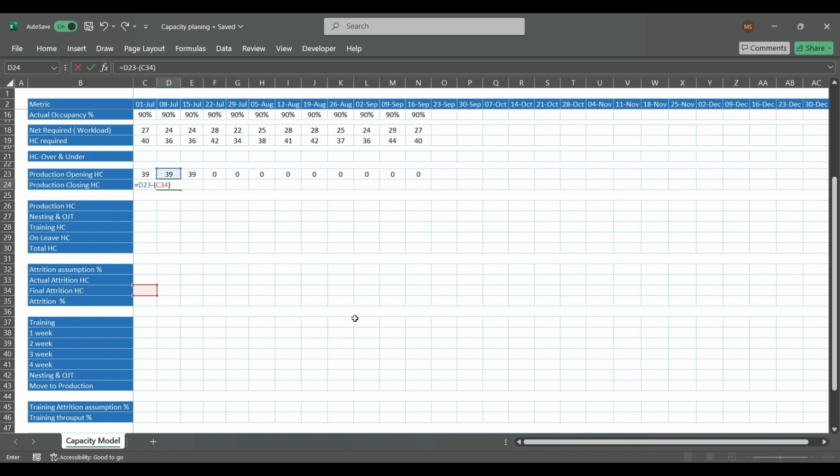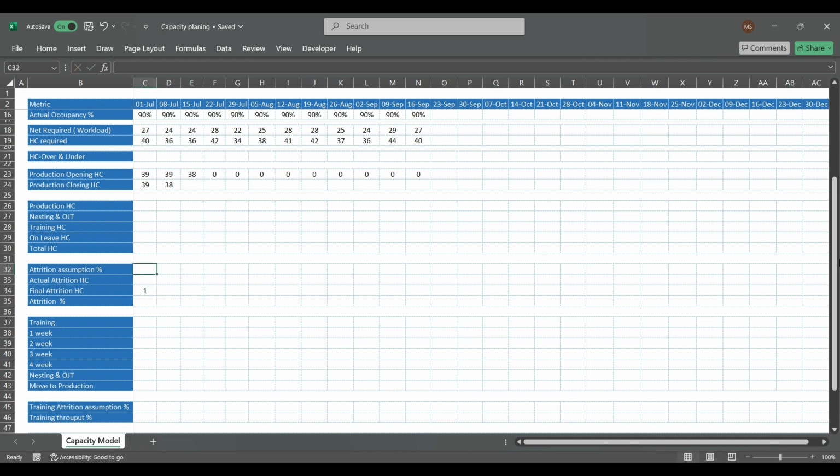Okay, and also we would need to remove the on leave head count. It depends on your business. If you are working on the domestic part, you don't need to remove the on leave head count. If you are working in international BPOs, then you need to remove the on leave head count, which we can call LOA.